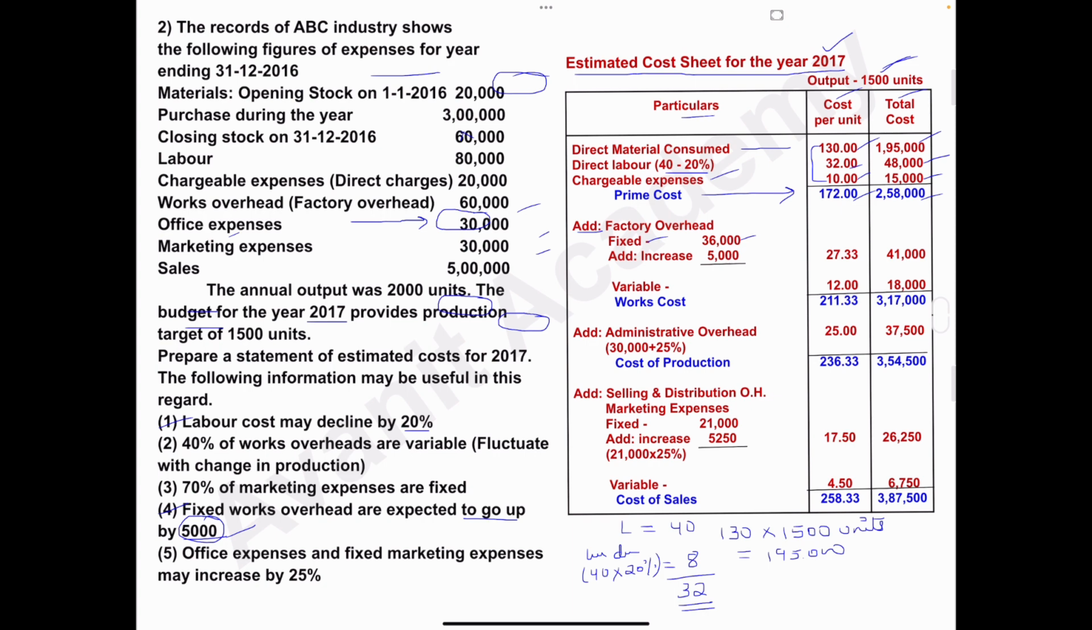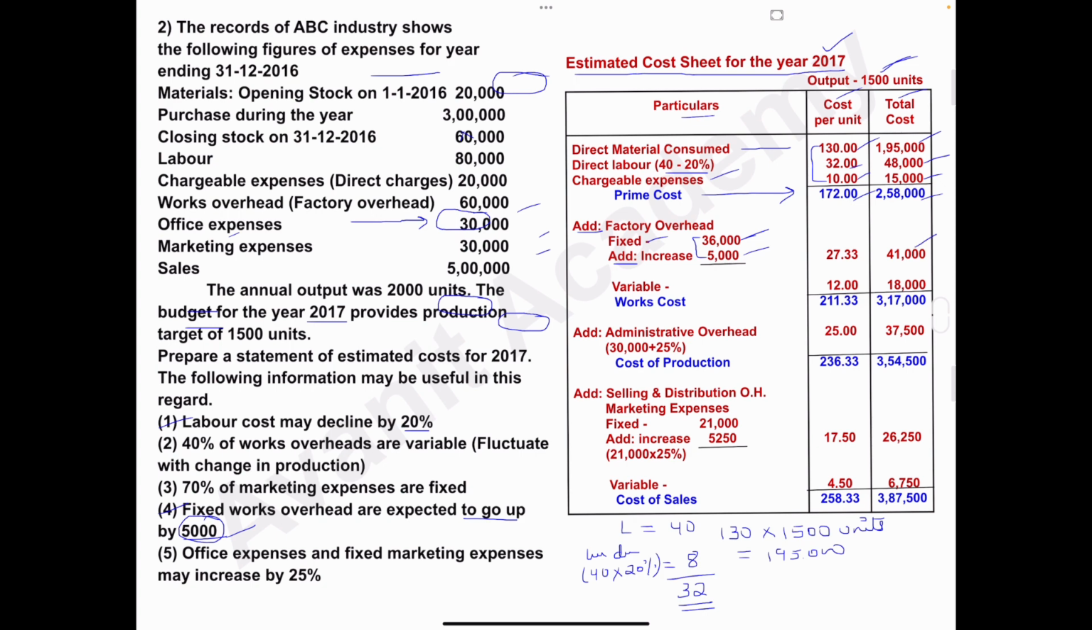See the estimated cost sheet. Add factory overhead, fixed. The previous fixed overhead amount in total cost is 36,000. To that write add increase. During this 2017 there is an increase of rupees 5,000. Add this 5,000. 36,000 plus 5,000, total is 41,000. Write it in the total cost column.